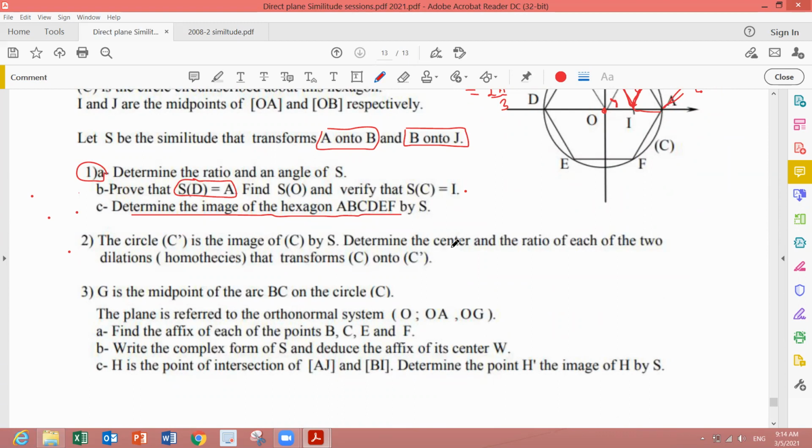We found the ratio of S earlier: half. So I have two dilations, one positive, one negative, one of ratio half and one of ratio minus half, that transform C onto C prime. C had center O, and since the image of O is O prime, then C prime has center O prime. And the radius is the absolute value of K times the radius of the circle, which is R.